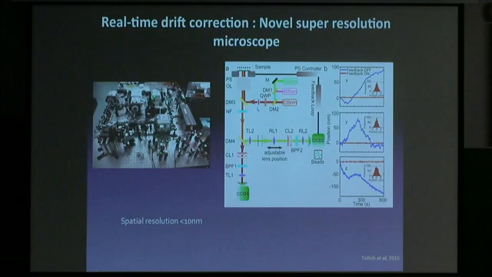What do you mean by drift here again? Drift here would be essentially the thing that you're imaging just moving, and you can see that it's not moving consistently. It's wandering around.